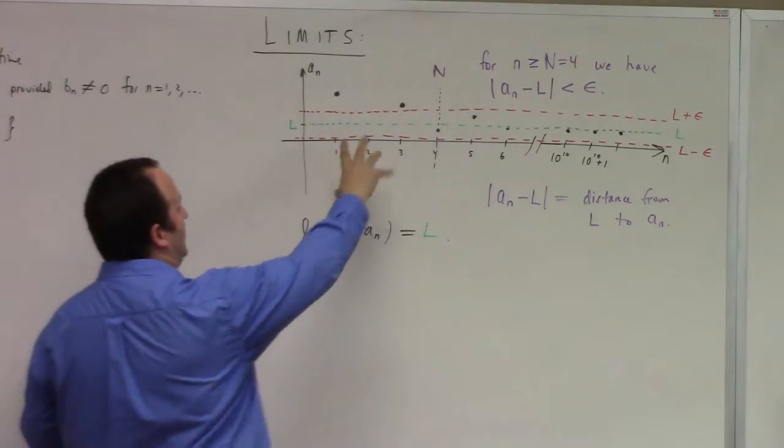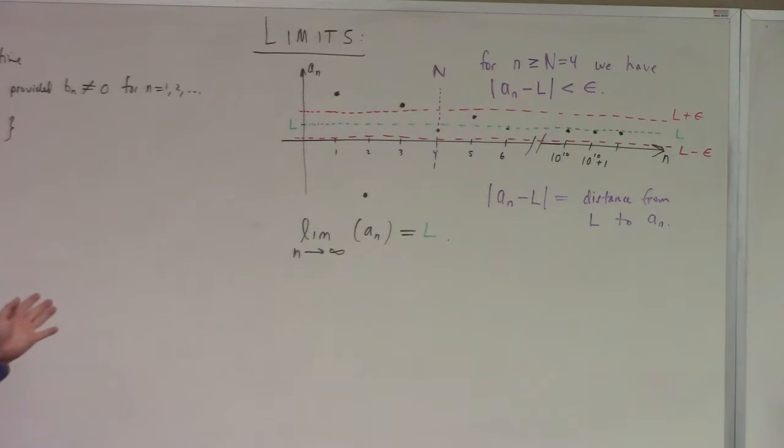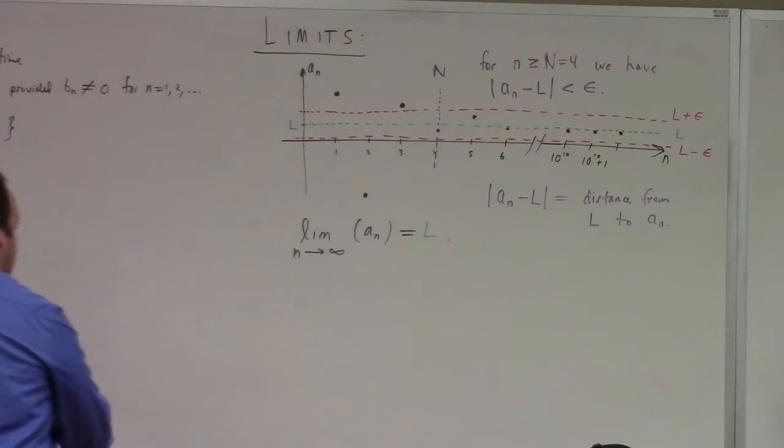It doesn't matter that there's some misbehaving ones early on, like a sub 1 or a sub 2 or a sub 3. We don't care about those. The limit of the sequence is purely concerned with what happens as n goes to infinity. This is the idea. All right, let me state the definition carefully.